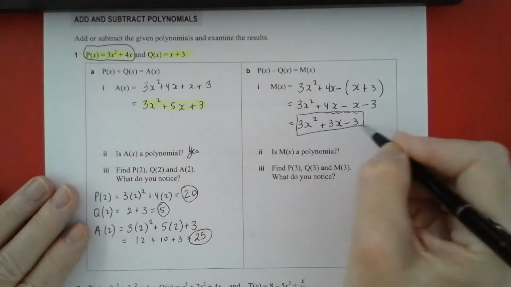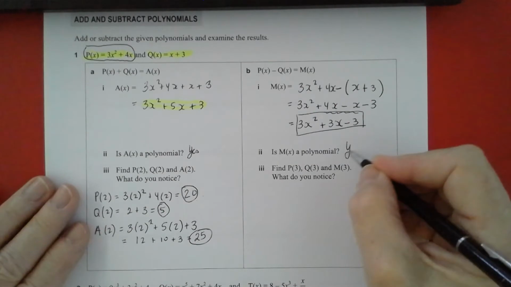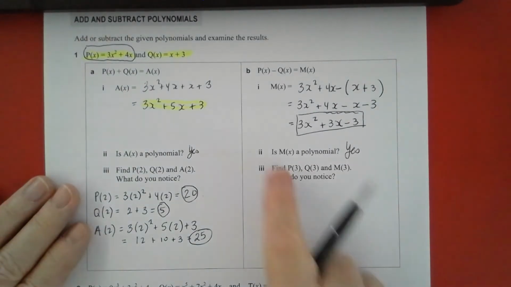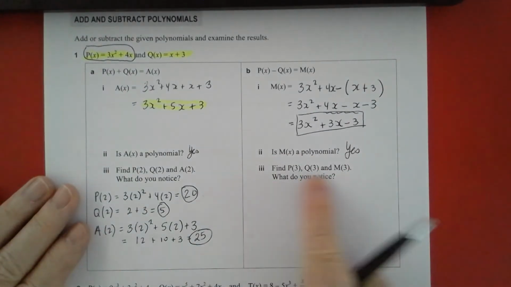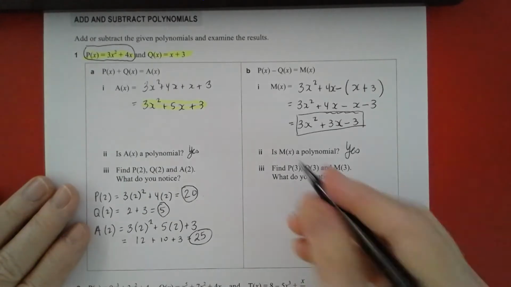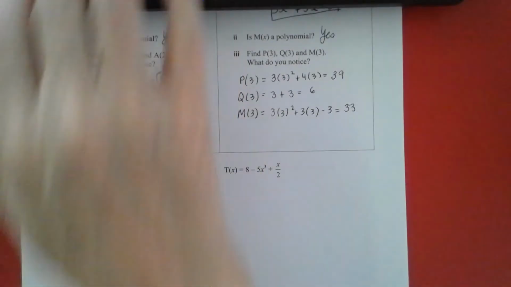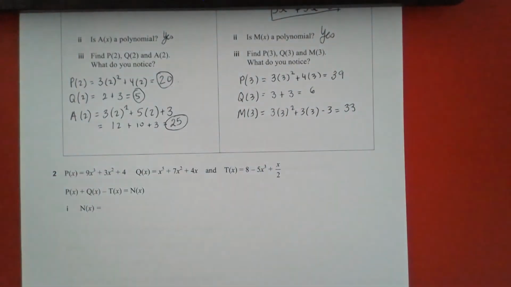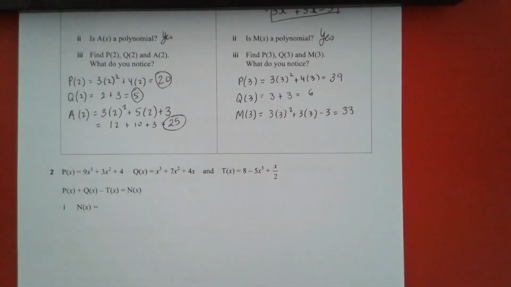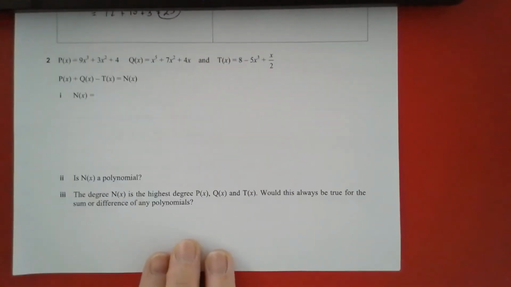And then it tells you to do the same thing. Yes, when you subtract polynomials, you always get another polynomial. And then it asks you to find 3. So that's the answers. That's 39 minus 6 is 33. Good. Okay, here we go.